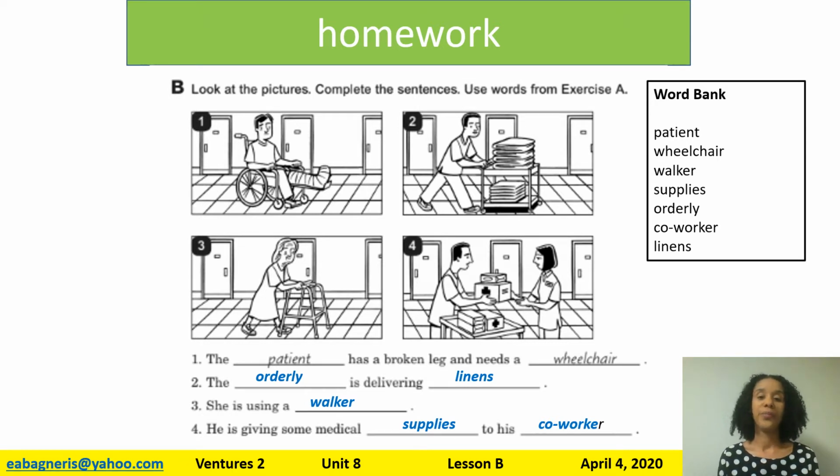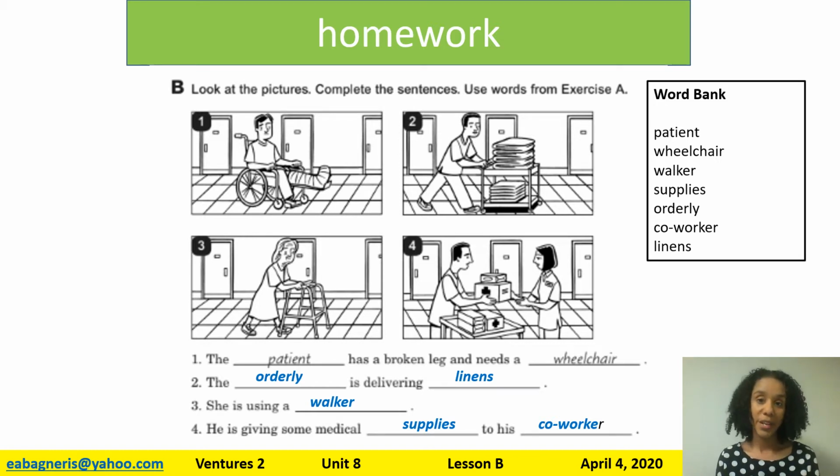Let's look at number 2. There's a man and he's pushing a cart. That table with wheels is called a cart in English. It looks like he has sheets and towels on his cart. Let's read the sentence. The orderly is delivering linens. So for number 2, you should have written orderly and linens. The orderly is delivering linens.